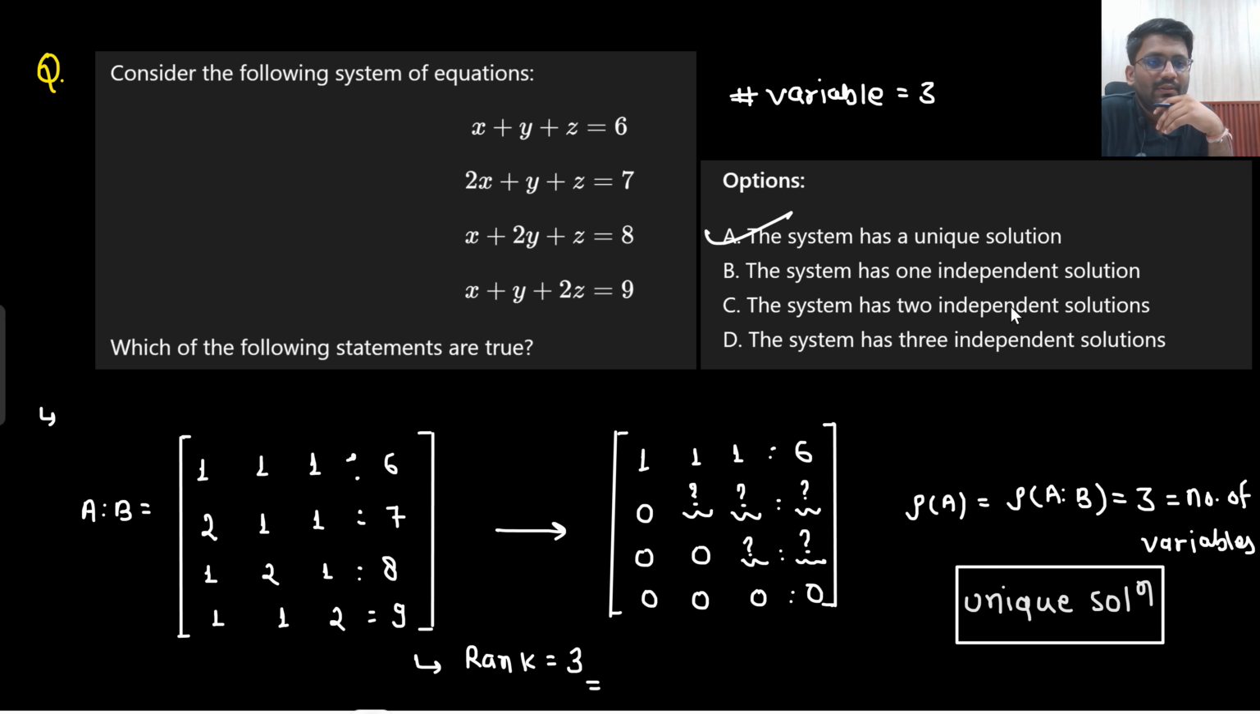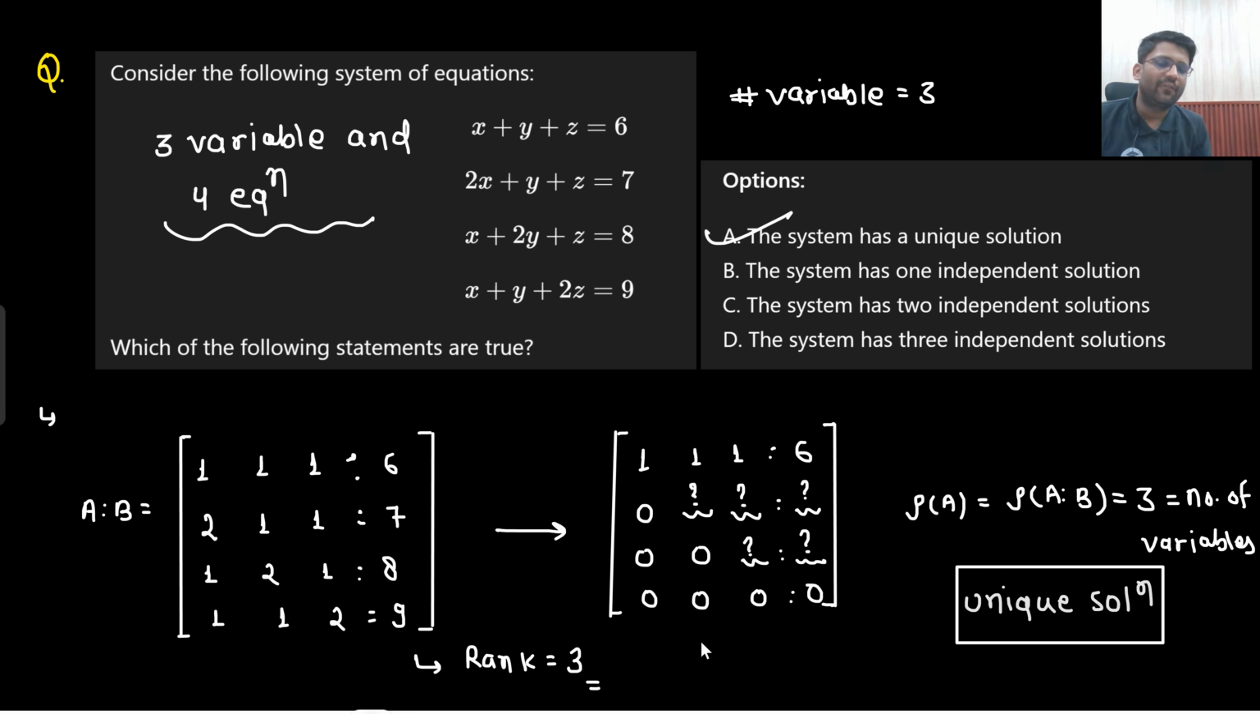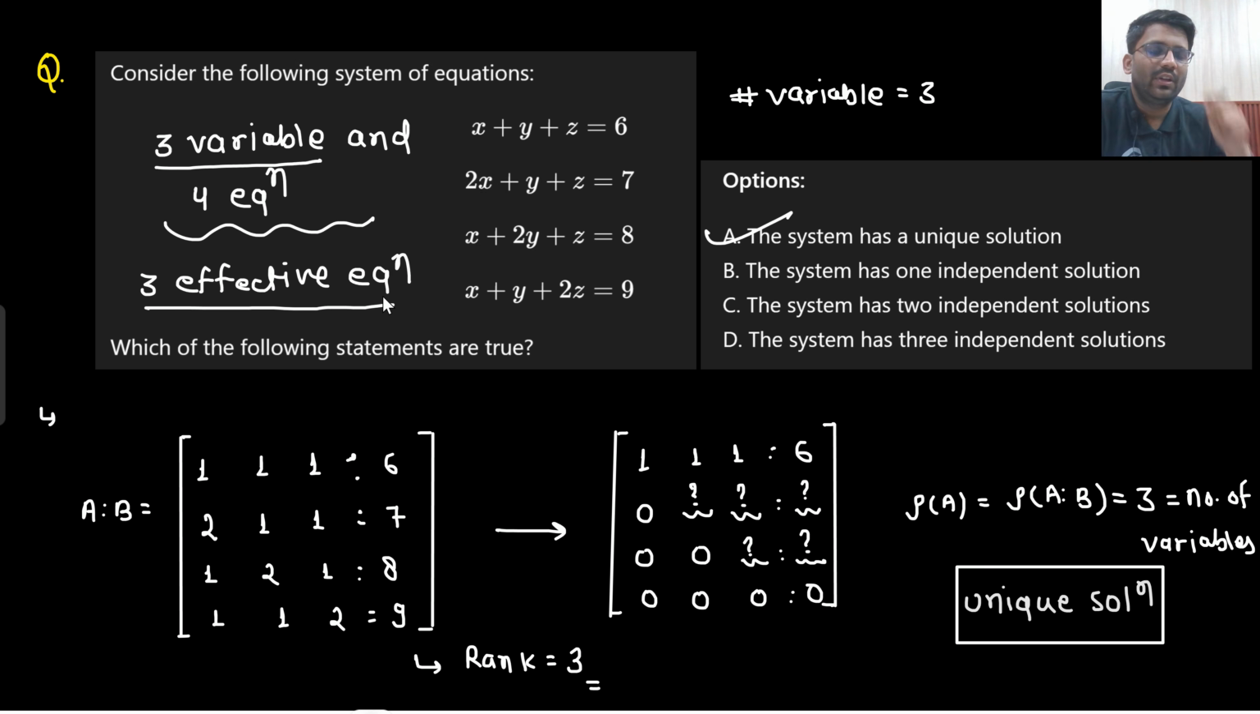Why is that so? They have given 3 variables and 4 equations. We found the rank and got to know that the rank is coming out to be 3. That means one equation was needless. So effectively, how many equations were there? 3 effective equations were there. So 3 variables and 3 effective equations. You will get a unique solution.